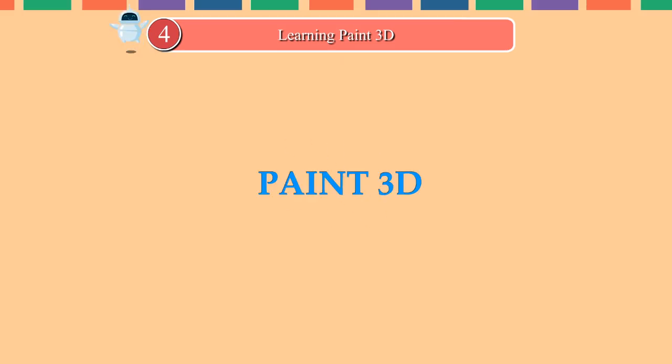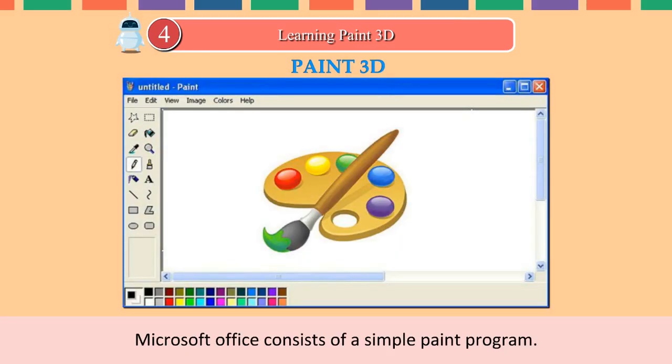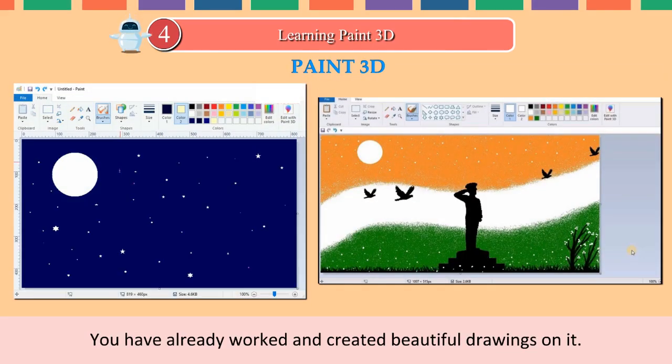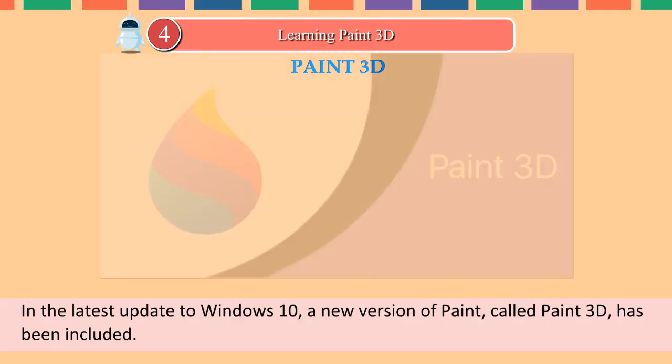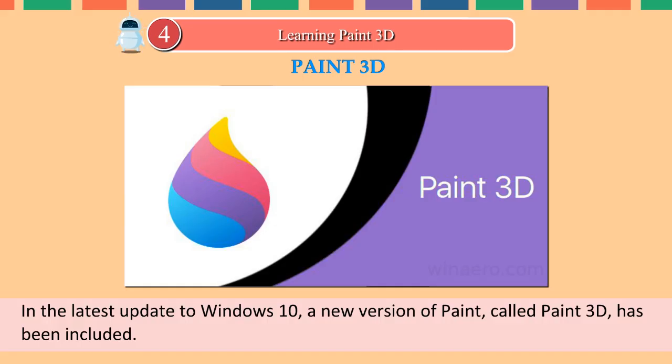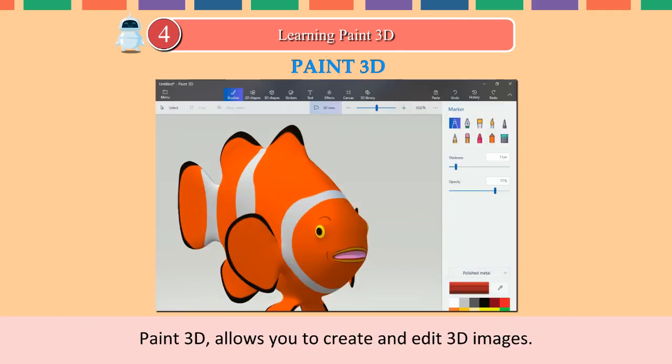Paint 3D. Microsoft Office consists of a simple paint program. You have already worked and created beautiful drawings on it. In the latest update to Windows 10, a new version of Paint, called Paint 3D, has been included. Paint 3D allows you to create and edit 3D images.